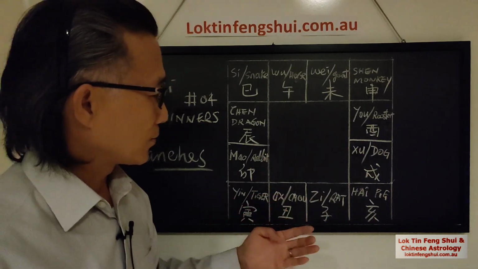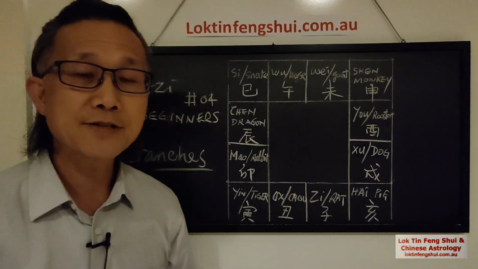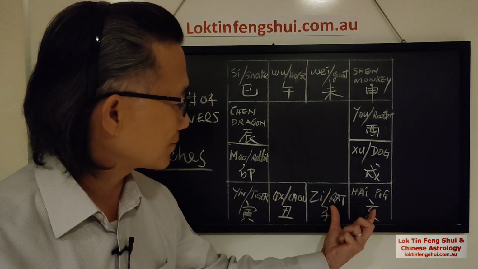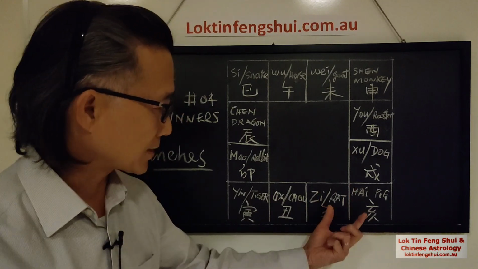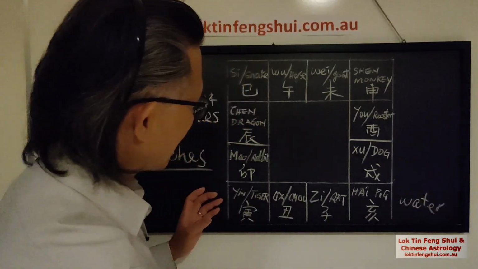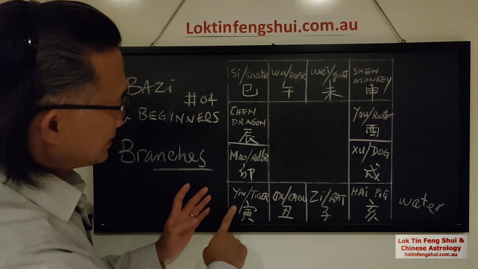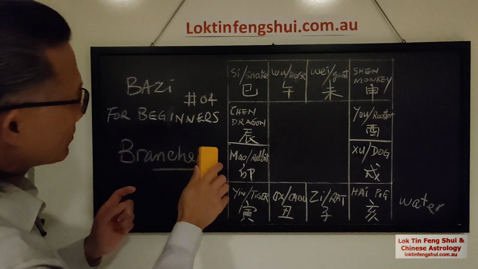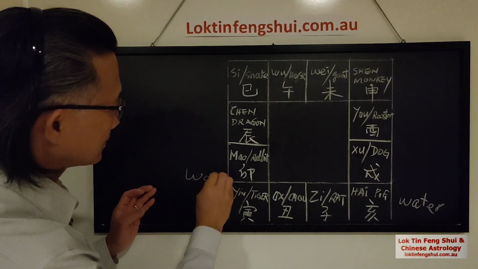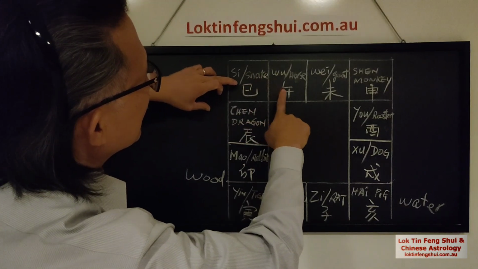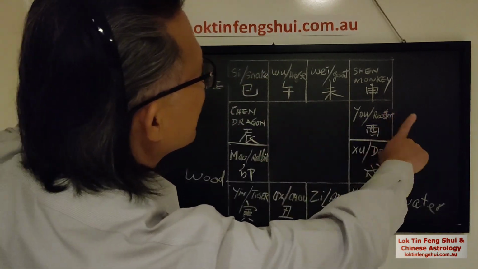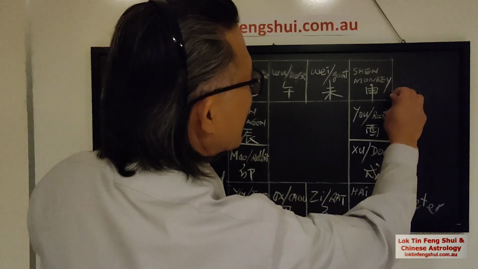Okay, so what's so special about these branches is that each branch has its element. If we start from the pig and the rat here, the pig and the rat are water element. Water, so the rat and the pig are water. And then the tiger and the rabbit, the tiger and rabbit are wood element. The snake and the horse, they are fire. And then the monkey and the rooster, they're metal.